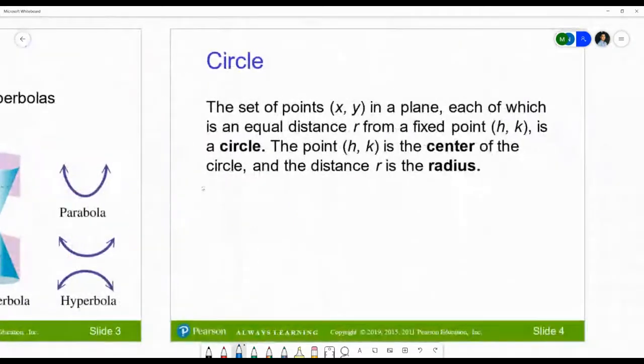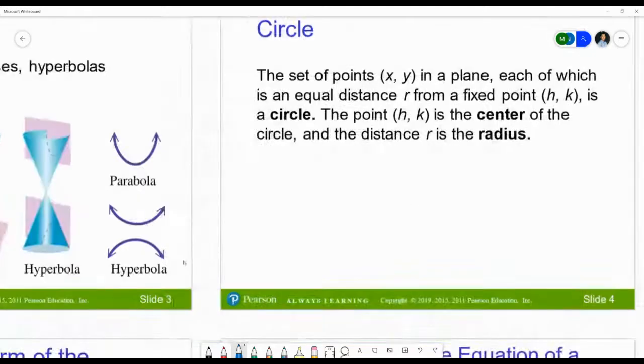So the easiest one that we're probably going to look at is the equation of a circle. A circle is defined as a set of points in a plane where it is equal distance from the center. At the center, we give the notation hk. And the distance that's equal to on that set is called the radius.